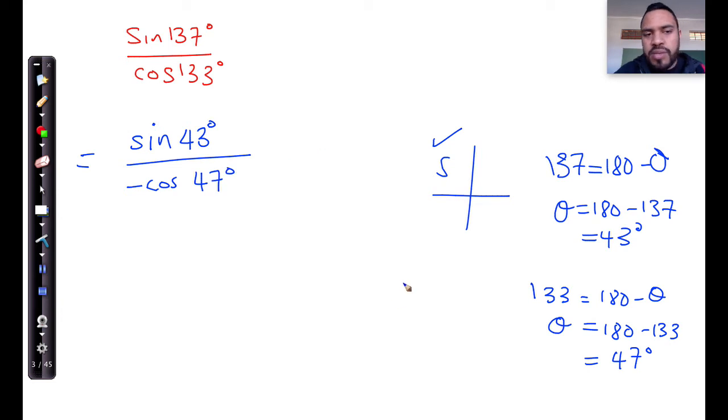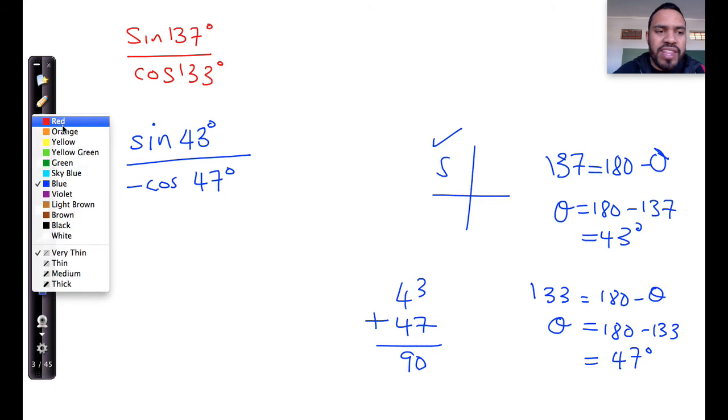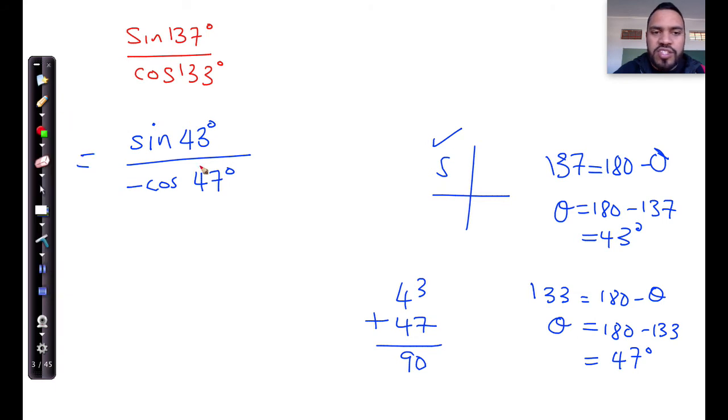Now, very importantly, when you add 43 and 47, you get a total of 90. And when we have sine and cos as co-ratios of one another, whereby these two arguments add up to 90, this cancels out with this, right? And so now that leaves me with 1 over negative 1, and my answer is just negative 1. Okay.